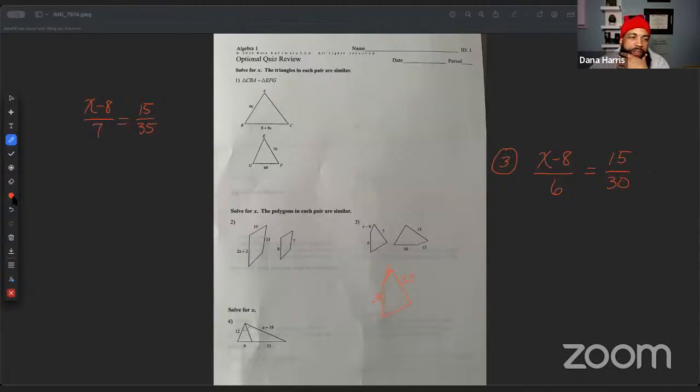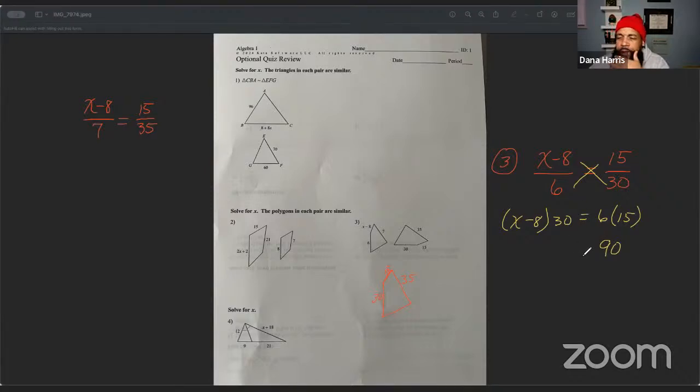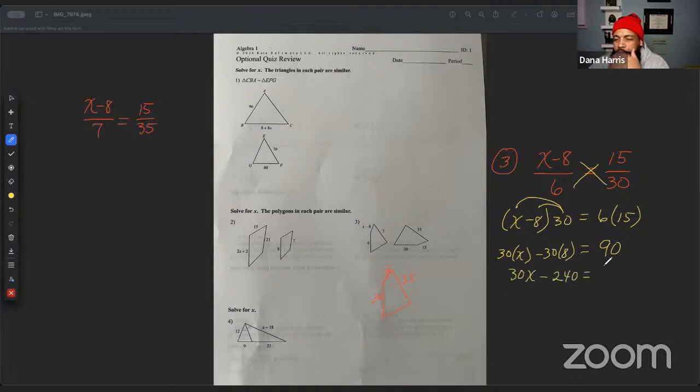So if I cross multiply this now, then boom, I have x minus 8 times 30, and that equals 6 times 15. Well, I know 6 times 15 is 90. Yep. And I want to distribute this. So I have 30 times x minus 30 times 8. Okay. So this gives me 30x minus 240 is equal to 90. Now, this looks a little strange, doesn't it? But it's still the same thing.